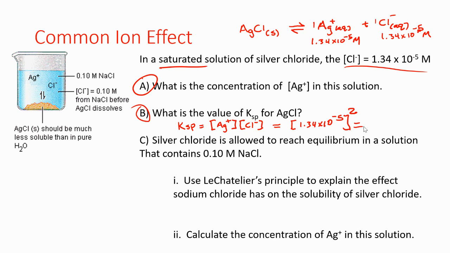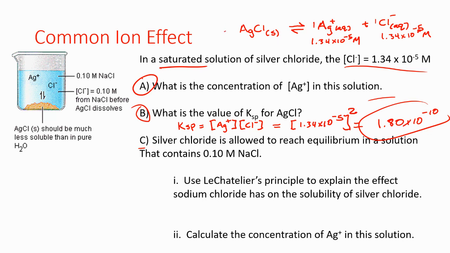1.34 E minus 5 and then squared. And I get 1.80 times 10 to the minus 10. 1.80 times 10 to the minus 10, that, my friends, is the KSP of AgCl. Now, let's get to the meat of the slide, the common ion effect.